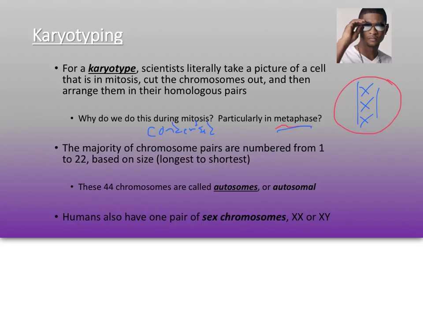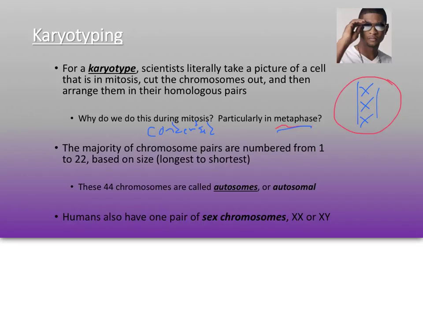Now, when we look at one of these karyotypes, you're going to notice that there are 23 pairs of chromosomes, as we've already learned, right? You have 46 total chromosomes that appear in pairs, so 23 pairs. The majority of these chromosome pairs are numbered, and that's how we label them, right? So you have chromosome 1, chromosome 2, chromosome 3, and so on. And they're numbered from 1 to 22 based on size. So the longest chromosomes are like chromosomes 1, 2, 3, and the shortest ones are 20, 21, 22.